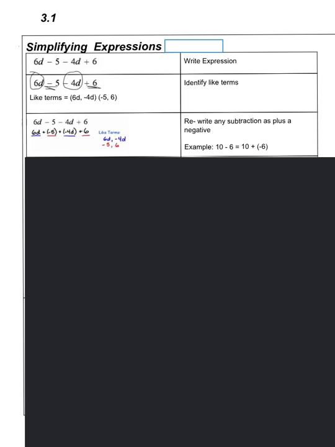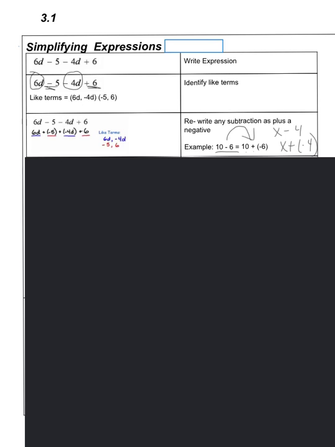So, when we write any subtraction as plus a negative, what that means is, for example, you can see right here that I have 10 minus 6. Well, instead of calling this 10 minus 6, I'm going to rewrite this as 10 plus a negative 6. Another example might be if I have x minus 4, I would rewrite that as x plus a negative 4. The reason we do this is because it makes it easier to simplify.